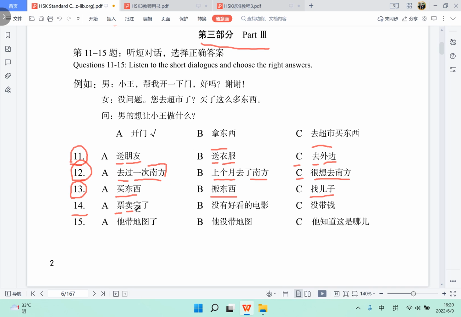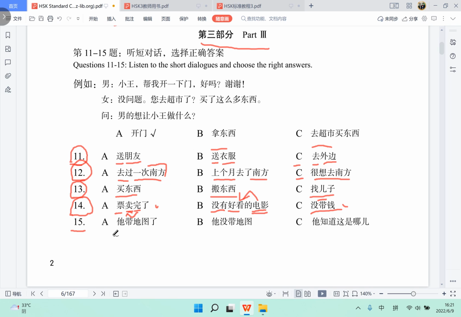And 14: A 票卖完了, the ticket is sold out; B 没有好看的电影, there is no good movie; C 没带钱, haven't brought money. 带 means to bring something with you. Number 14 may be about the movie: why don't you go to watch the movie? Maybe the tickets are sold out, there's no good movie, or I haven't brought money, so I can't buy a ticket.